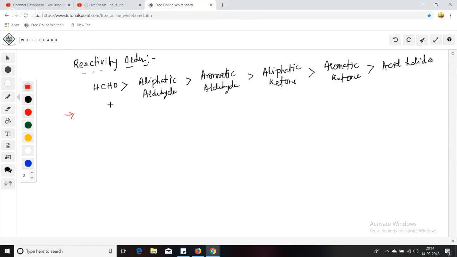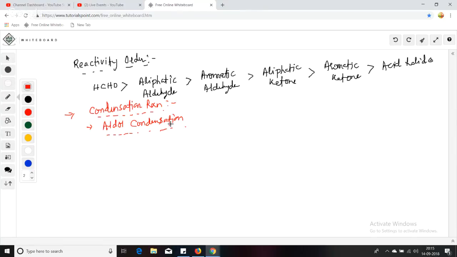So the most important reaction in this chapter is the condensation reaction. In this condensation reaction, the first reaction we are going to see is aldol condensation. Here we are going to discuss two reactions, that is aldol condensation and Cannizzaro reaction. Aldol and Cannizzaro.